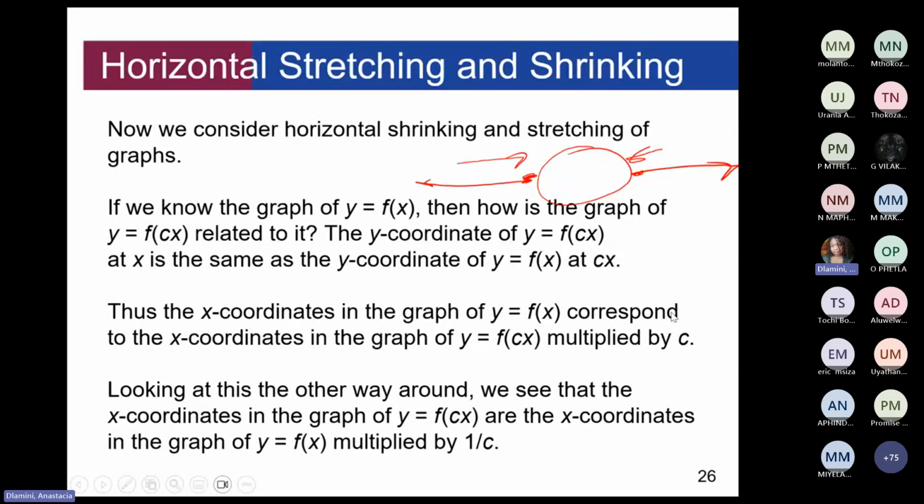Now we consider horizontal shrinking and stretching of a graph. If we know the graph of y equals f of x, then how is the graph of y equals f of cx related to it? The y-coordinate of y equals f of cx at x is the same as the y-coordinate of the function at cx. Thus, the x-coordinate in the graph of y equals f of cx corresponds to the x-coordinate in the graph of y equals f of x multiplied by c.